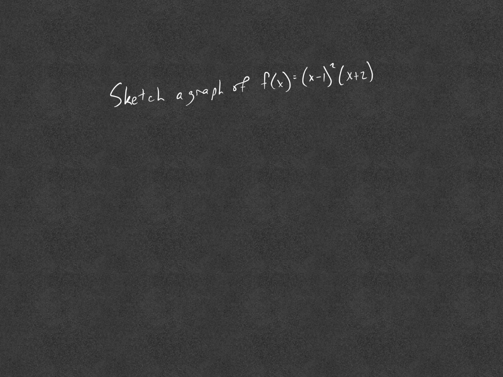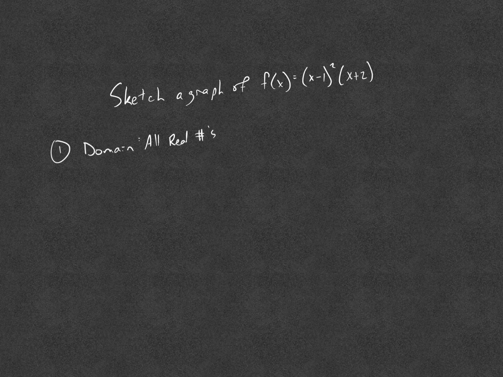Okay, here's the example. We're going to sketch a graph of f of x equals (x minus 1) squared times (x plus 2). And I'm going to follow the 6 steps from the previous slide. Step 1 is the domain. If that function were all expanded out, it would be a polynomial. So my domain is all real numbers. There are no holes, there are no asymptotes. It's a polynomial, so the domain is all real numbers.